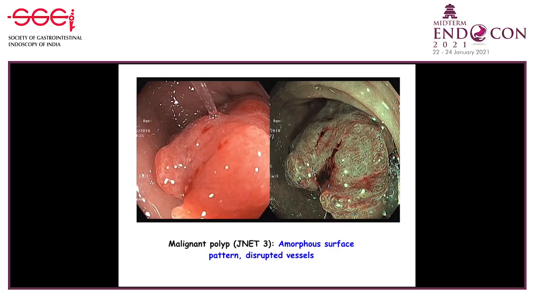And finally, we have the type 3 lesions. If you look at the image here on the right-hand side, you see an NBI image of a colorectal polyp. And you can see that there are areas of disrupted vessels. The surface pattern is not seen, it's amorphous. And this is an example of a malignant polyp. Okay, so just by looking at NBI, we are able to decide different types of polyps, and this greatly helps us in making therapeutic decisions in real time and avoiding waiting for a biopsy and then repeating the procedure again.